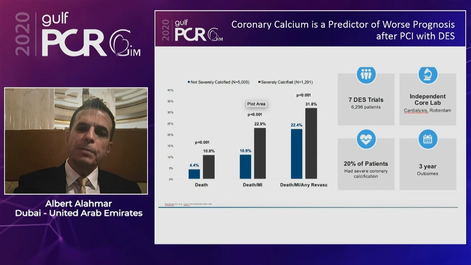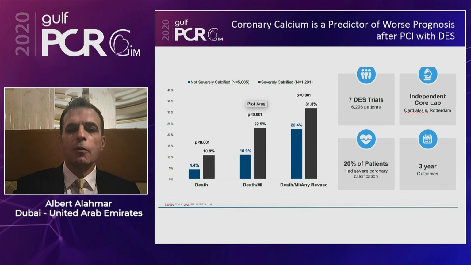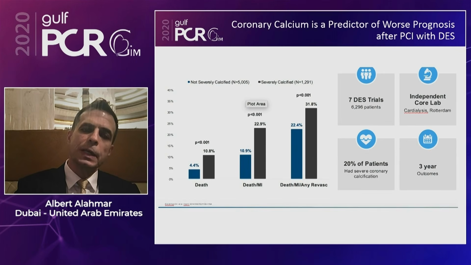The presence of calcium, we know it's a predictor of worse prognosis. We had 7 drug-eluting stent trials with over 6,000 patients in which they had independent core lab analysis for angiogram at Rotterdam under Professor Patrick Serruys. And without a shadow of a doubt, the presence of calcium is a predictor of bad outcome. We're talking about mortality, death in the heavily calcified arm of 10%, whereas in the non-calcified arteries, it's 4.4%.